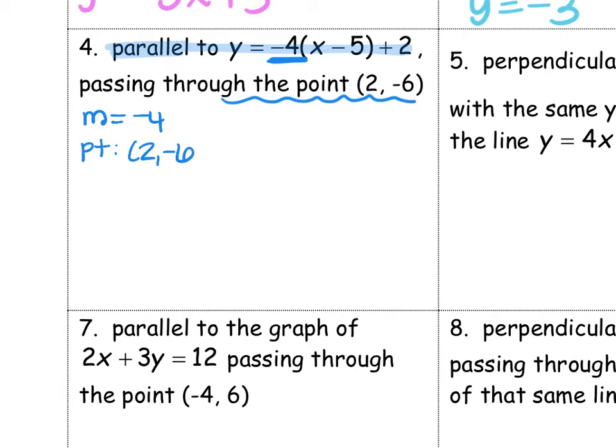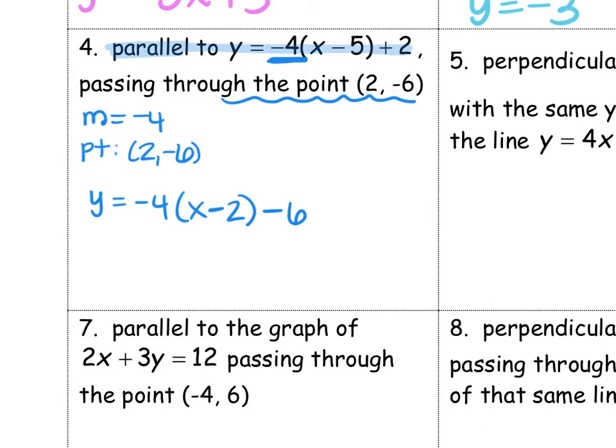So when I know a point and a slope, I'm going to write the equation in point-slope form. Y equals negative 4, parentheses x. We're always opposite of the x coordinate of the point. So if it's a positive 2, that becomes a negative 2 in the equation. And then the y coordinate is true to the sign. So if it's a negative 6 coordinate, it's a minus 6 in the equation.